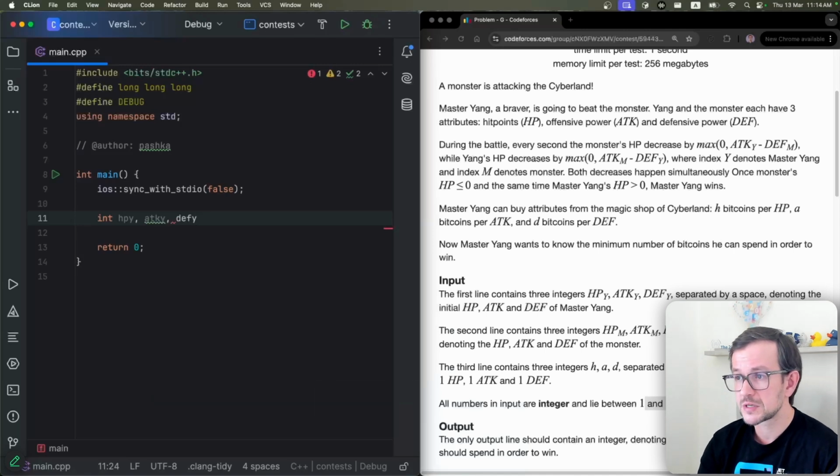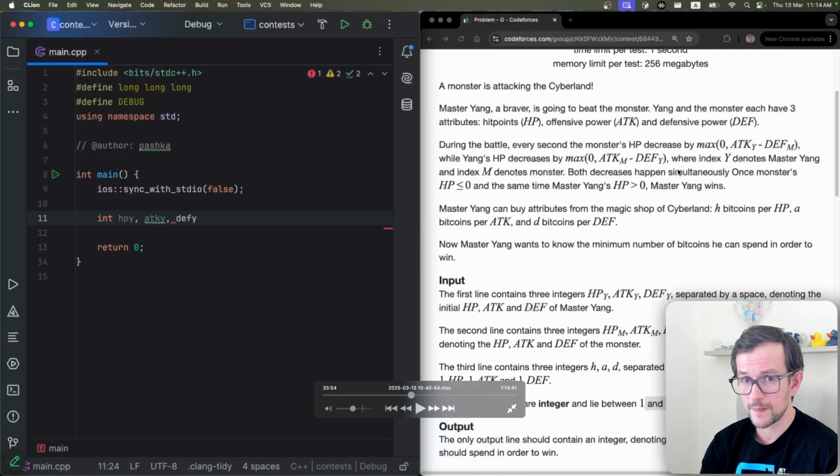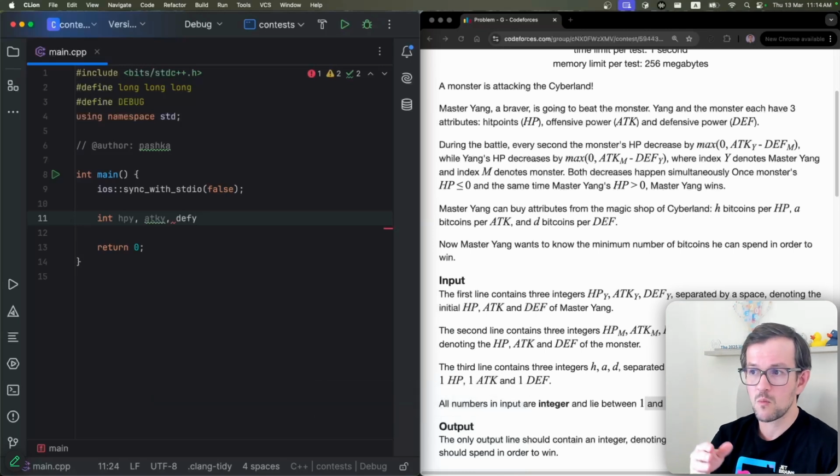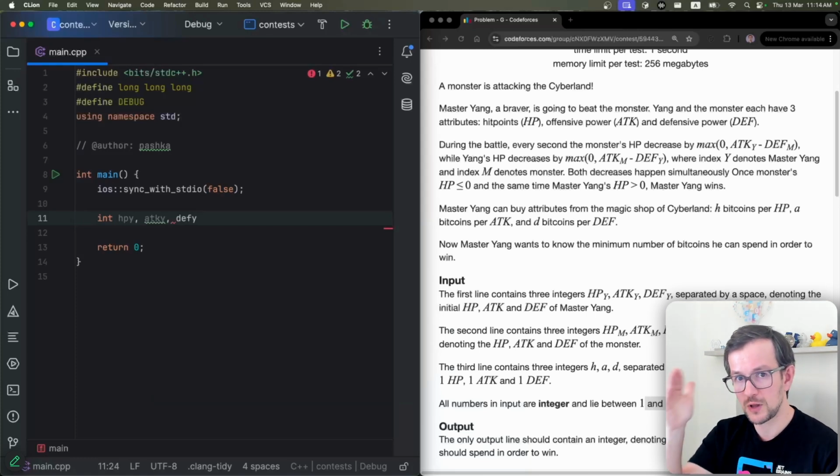So if you fix how much you spend on attack points and defense points, then you know how many rounds you need to kill the monster. So you just need enough HP to survive this number of rounds. So I will brute force two parameters and calculate the third parameter. That's it.